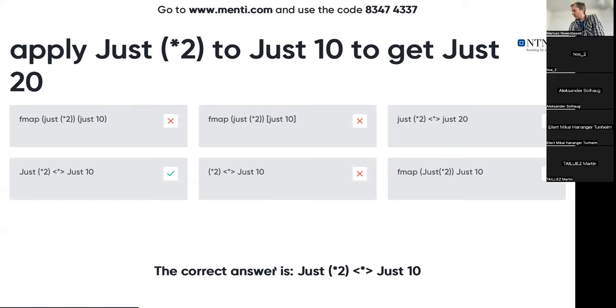So this works. This works, but it should be 10, not 20. Fmap, no, that will not work. This will work. No, this will not work. You forgot the just here. This will not work. So this will work. This is a correct answer. And that's what the applicative brings in. It brings two things. This, which is like an fmap, but on the structure level. And it brings one more thing, which is pure, which is just converting a normal thing into a thing inside the structure, right?